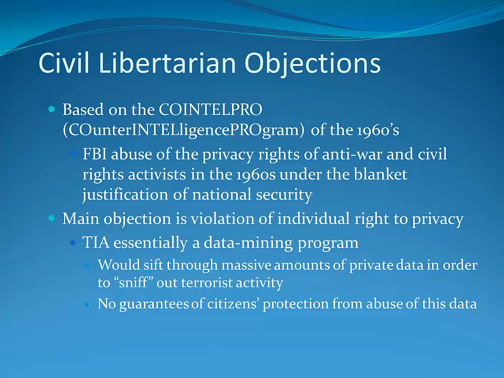One of the key objections to the TIA came from civil libertarians. They were remembering some of the earlier intelligence programs, such as the COINTELPRO counterintelligence program of the 1960s, in which the FBI abused the privacy rights of anti-war and civil rights activists under the excuse that they were protecting national security. J. Edgar Hoover himself was kind of crazy about Martin Luther King and the possibility that Martin Luther King was inspired by Soviet communism and specifically by Soviets to do what he was doing.